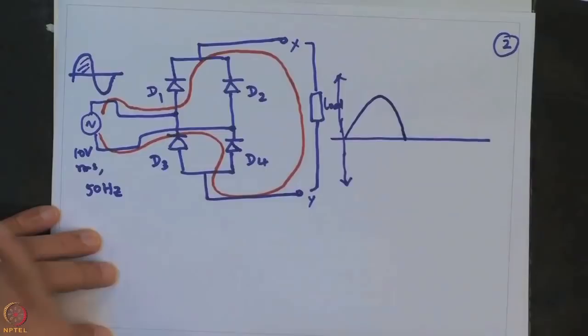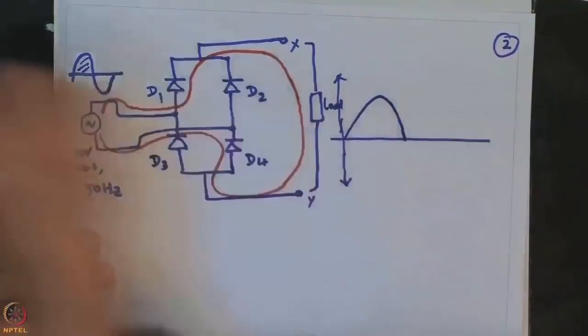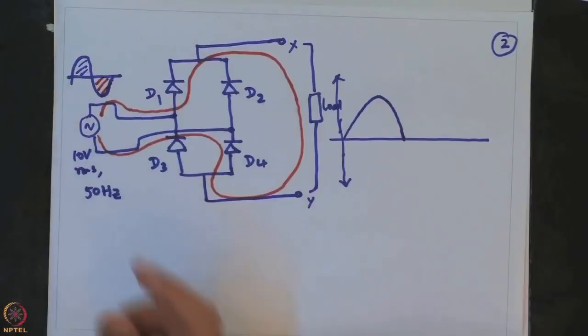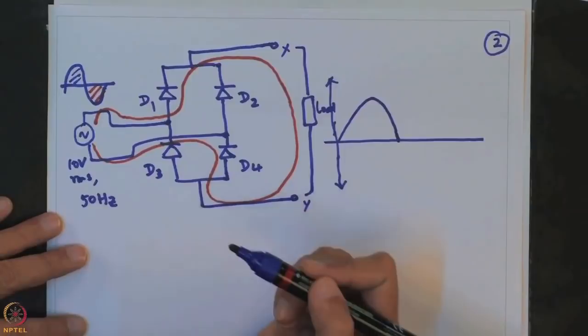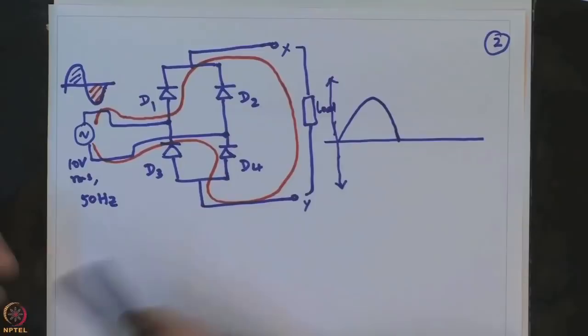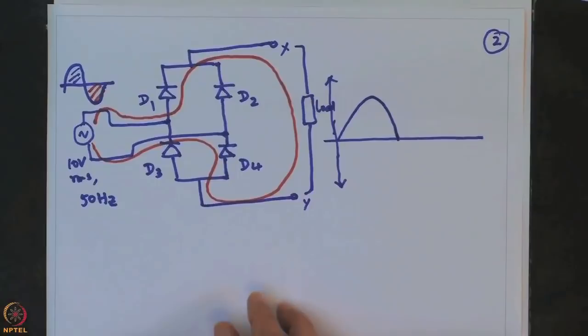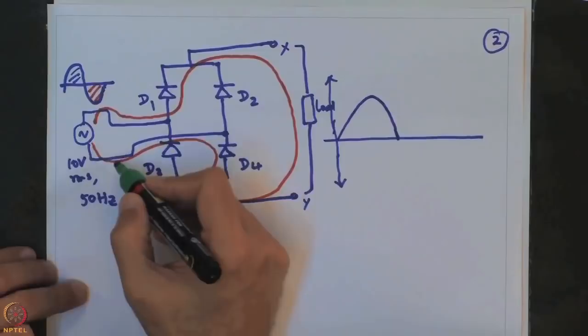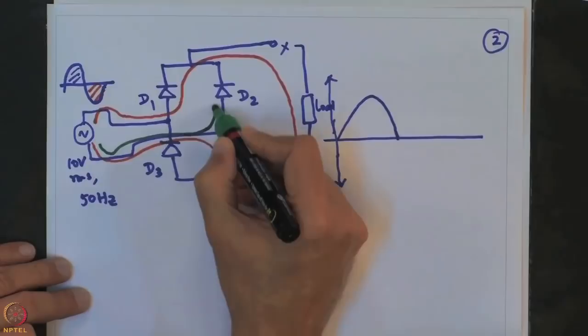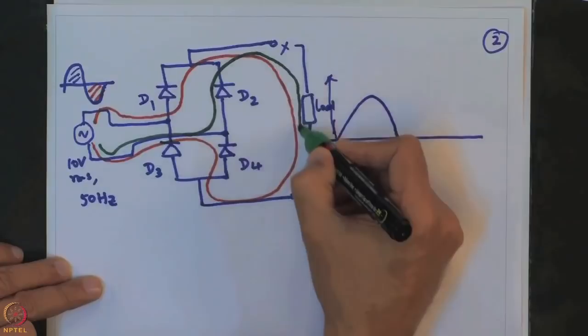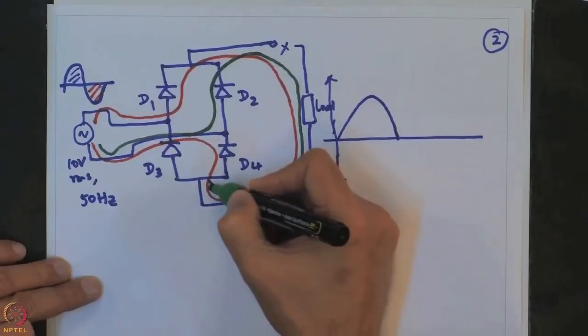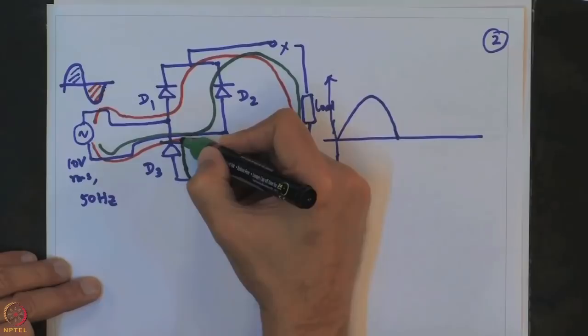Now, when the applied AC voltage becomes negative, as here in this case, you will find that D2 and D3 will get forward biased, while D1 and D4 will become reverse biased. And now, when D2 and D3 are forward biased, the path of the current or the conduction would be as shown here with a green color: through D2 anode, cathode, through the load, back, and now this time it is not going through D4, it is actually going through D3, all the way here and then back. This is how it completes the path.